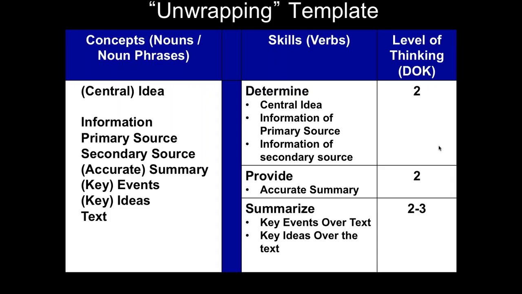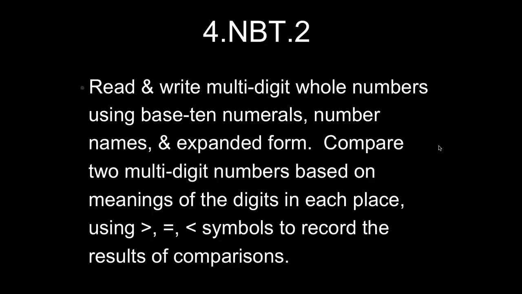Can they determine the central idea of a primary and secondary source? Can they provide an accurate summary? Can they summarize the key details over the text? This has to be my roadmap. So what we don't do is unwrap and then just move on and write our assessment items. This becomes the vehicle or the driver for everything else we do in writing our assessment. And again, you see the specific example on your working handout.